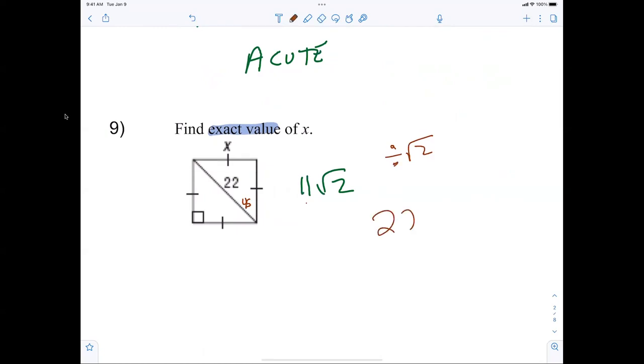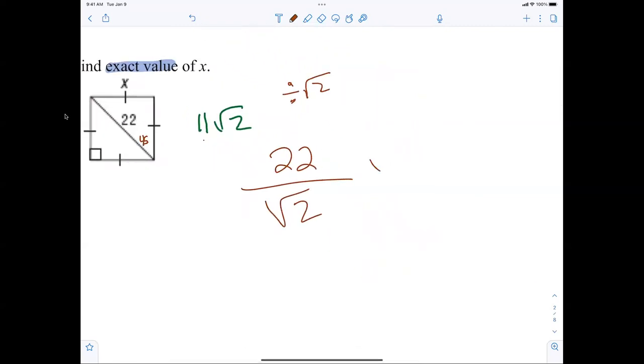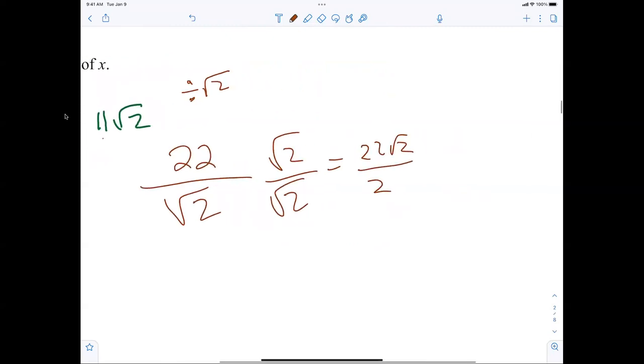So it's just 22 divided by radical 2. And then you practice using your radicals. Square root 2, 22 radical 2 over 2. And then 22 divided by 2 is 11 radical 2. Everybody okay with that?